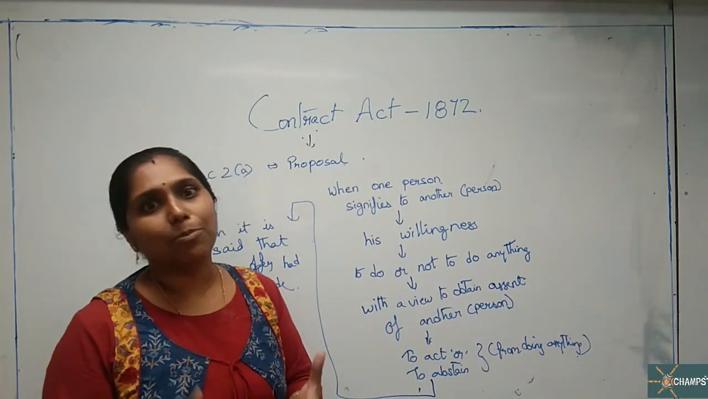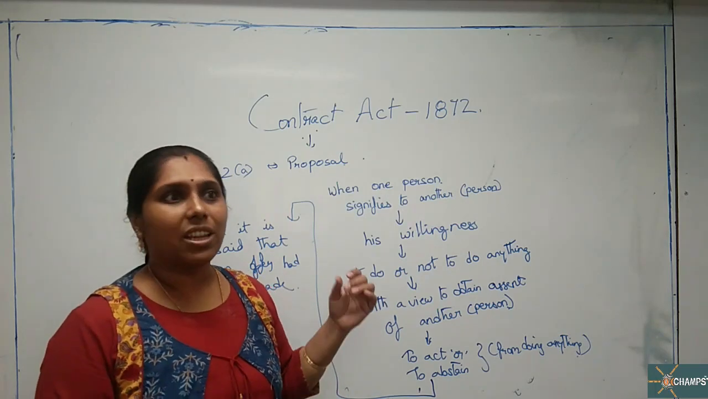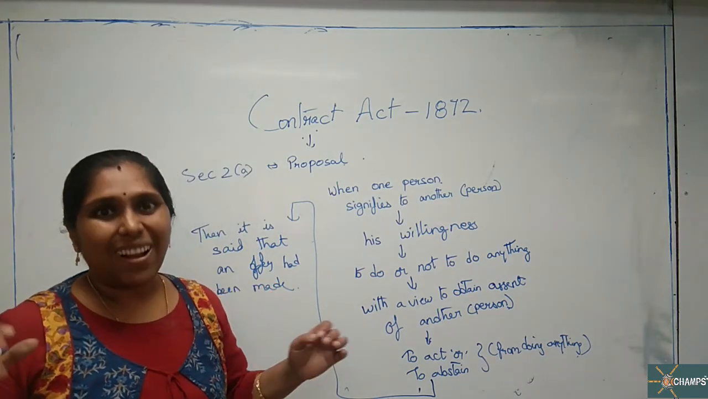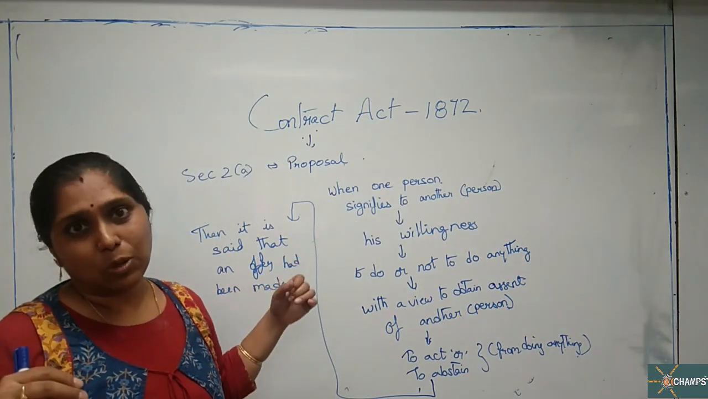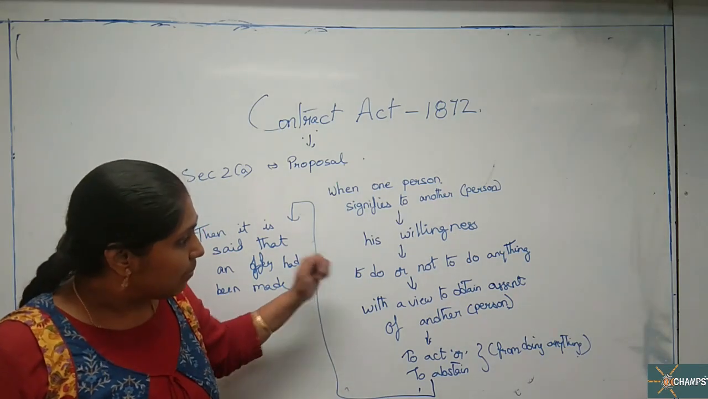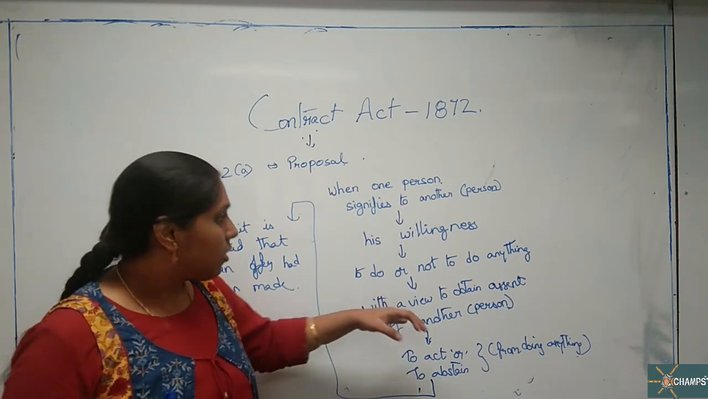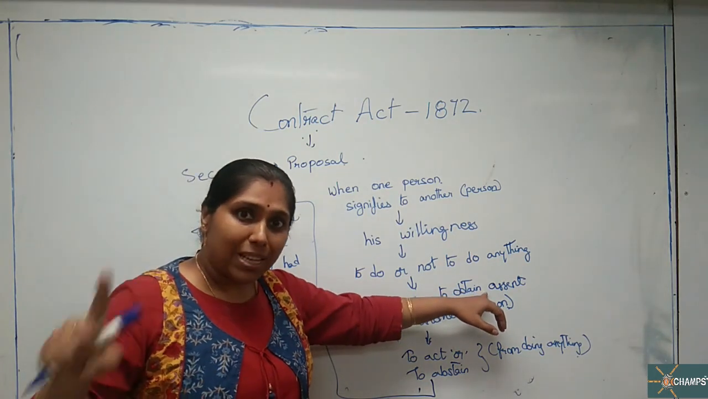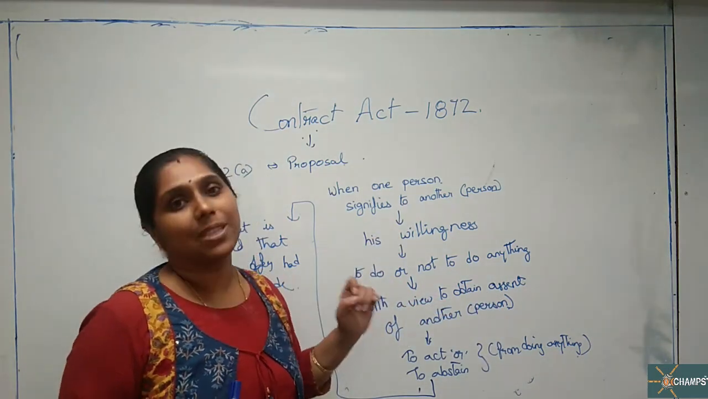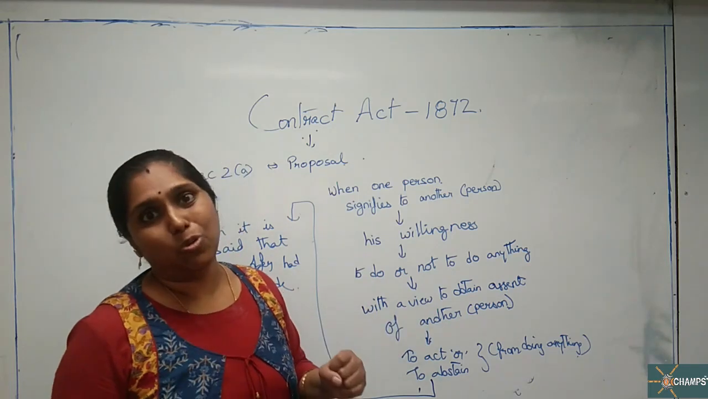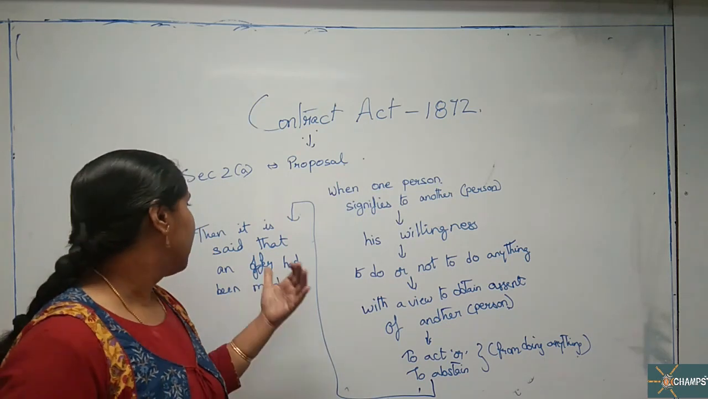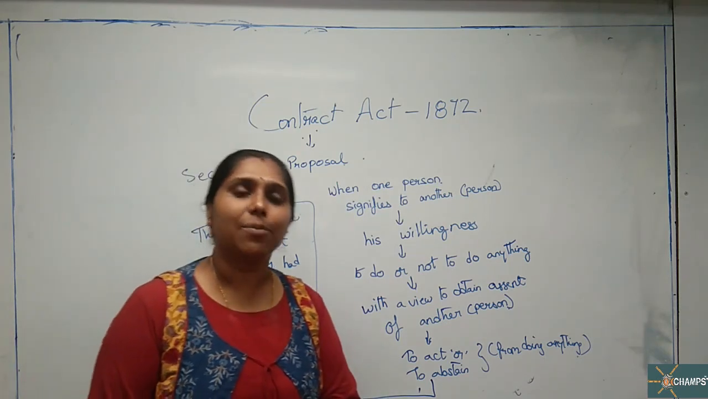Like let's say he is willing to purchase something. Why does he do that? Or he is not going to enter into his premises. Why does he signify so? Why does he give this offer in the first place? Because his main intention is to obtain assent, meaning the other person should also accept his proposal or his offer to do or not to do anything. Then it is said that an offer had been made.